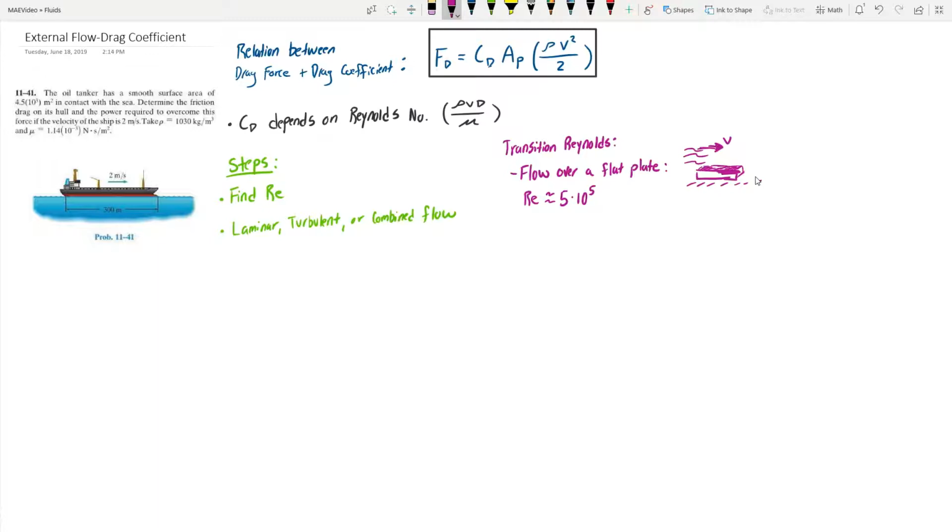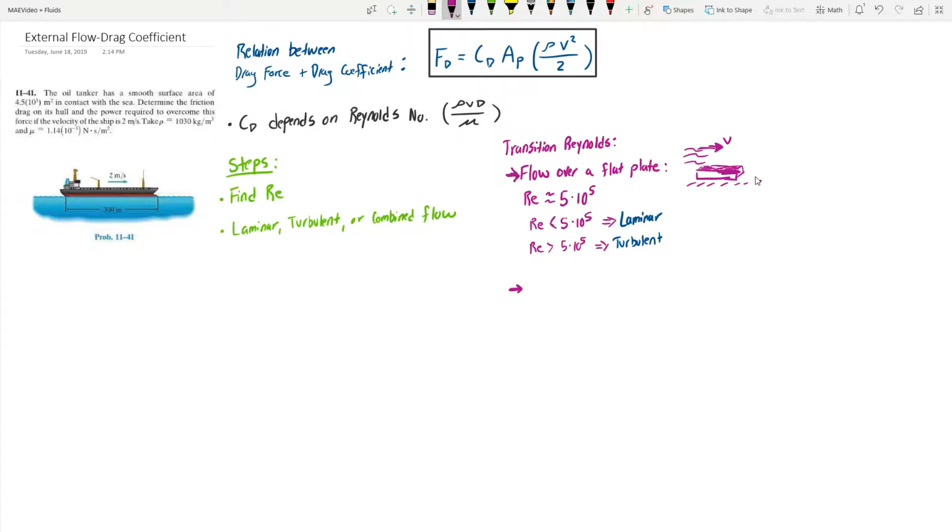So we can say that for flow over a flat plate, if the Reynolds number is less than 5 times 10 to the 5th, we say it is laminar. And of course, if it's greater than that, we say it's turbulent. This value of the Reynolds number only holds true for a flat plate, or a flow over a flat plate, I should say.